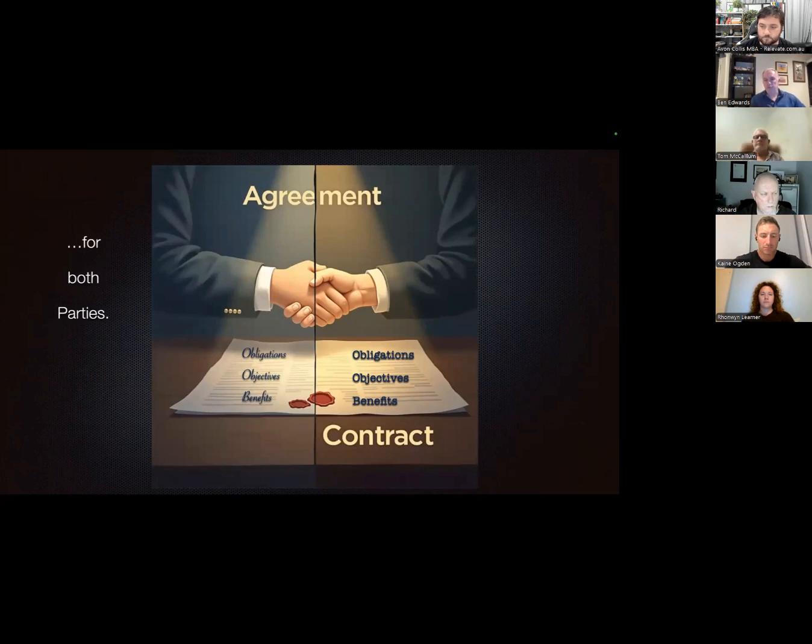Now, it's to the benefit of the contracting company and the contract lead or the business lead to understand all six. So the client might not understand their objectives and benefits, but it's better for the contractor to understand that so they know how to maintain the client relationship, which we'll come into in a minute. But it's key for you as a contract delivery entity or person to understand those six: obligations, objectives, and benefits.